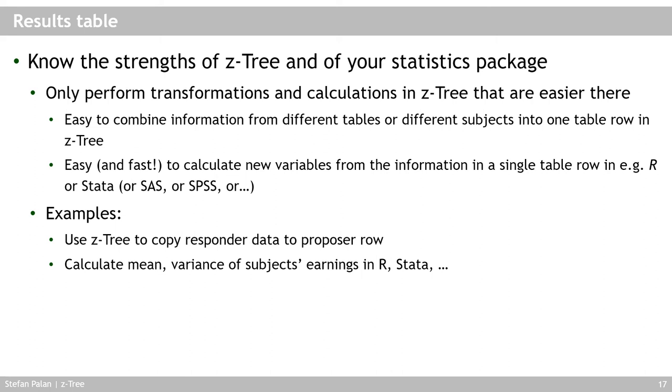So, for example, I would rather use zTree to copy responder data to the proposer's row. That is very easy, and it's very easy to match them up using the group variable, which is a bit more involved in your statistics package. But at the same time, calculating the mean or the variance of subjects' earnings is easier in R or in Stata or whatever you want to use.